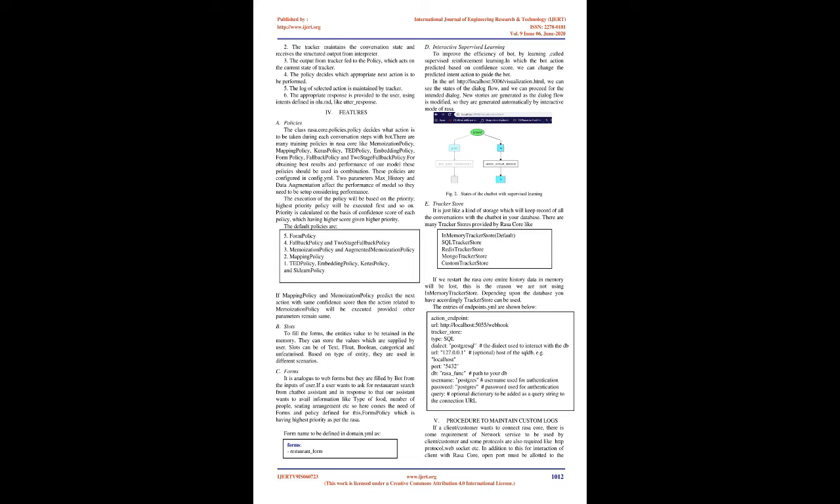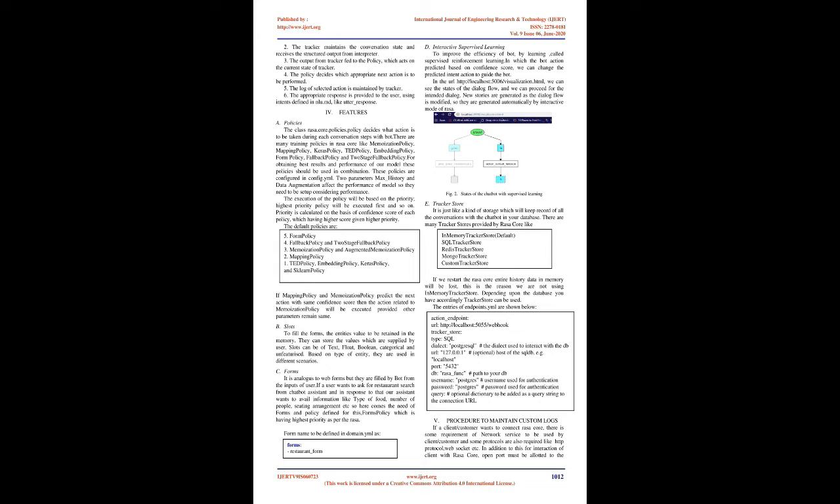4. Features. A. Policies. The class rasa.core.policies.policy decides what action is to be taken during each conversation step with the bot. There are many training policies in Rasa Core like memoization policy, mapping policy, Keras policy, TED policy, embedding policy, form policy, fallback policy, and two-stage fallback policy. For obtaining the best results and performance of our model, these policies should be used in combination. These policies are configured in config.yml.